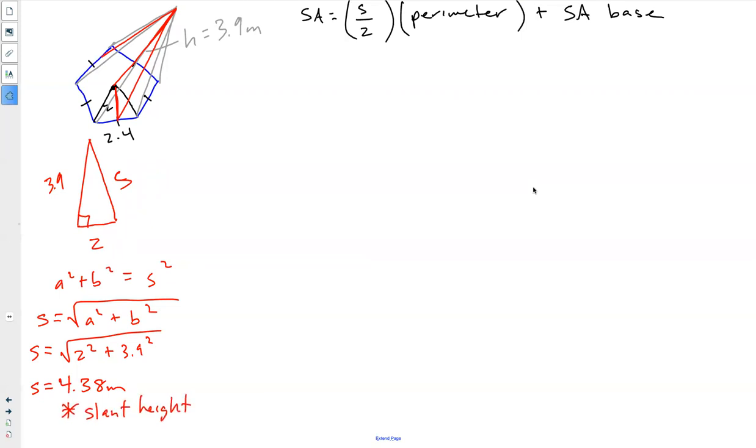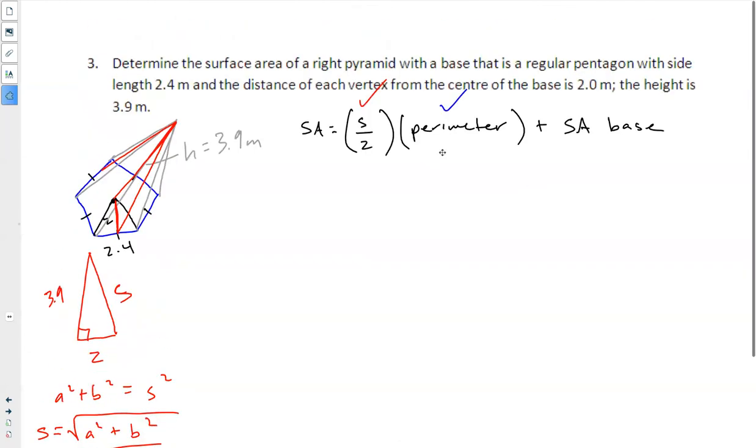Awesome. Okay, so now that we know our slant height, we have this part checked off. We can find the perimeter quite easily. Okay, so we'll do that when we get there. But let's go ahead and find, we have found the slant height already. Perimeter is going to be easy to find. Let's go ahead and find the surface area of the pentagon, okay?